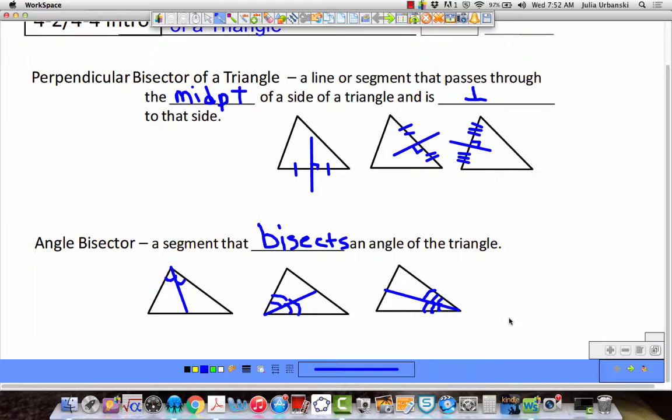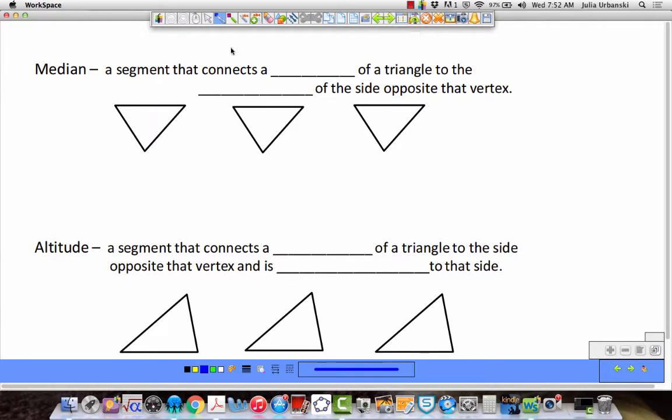Okay, we talked about median already. Anyone still writing? All right, so for median, it goes to the middle or the midpoint of the other side. A segment that connects a vertex, a corner of the triangle, to the midpoint of the opposite side of that vertex. So this one's different. It has to go exactly to the middle of the segment. It doesn't care about bisecting the angle. It only cares about going to the midpoint.